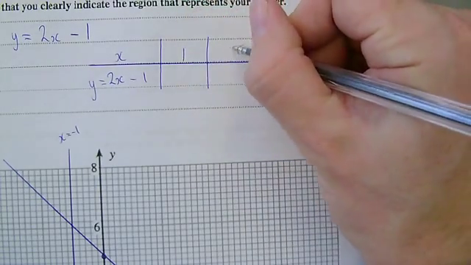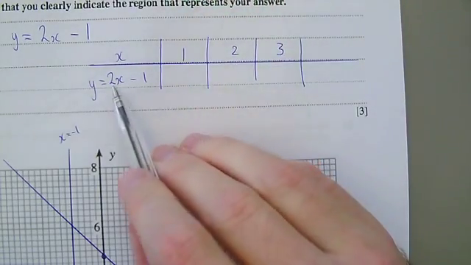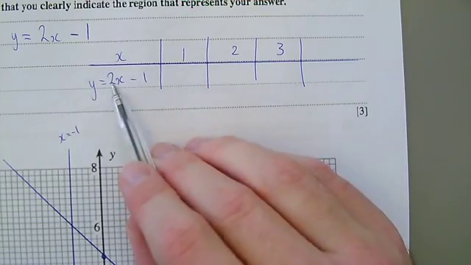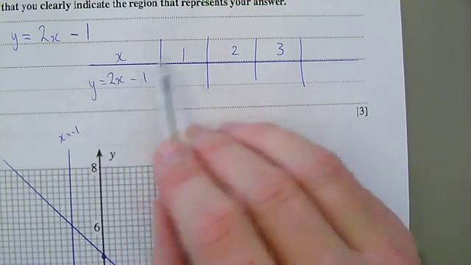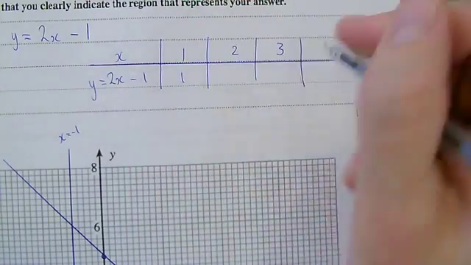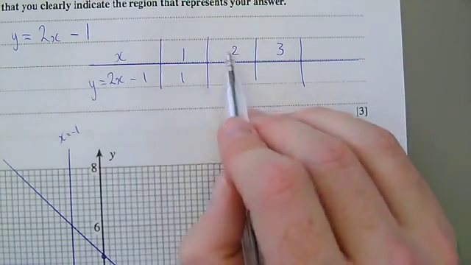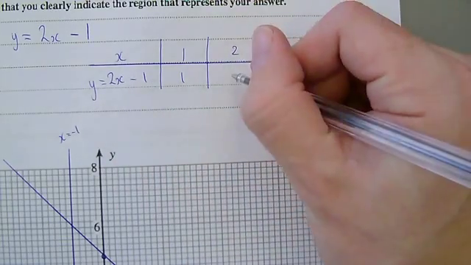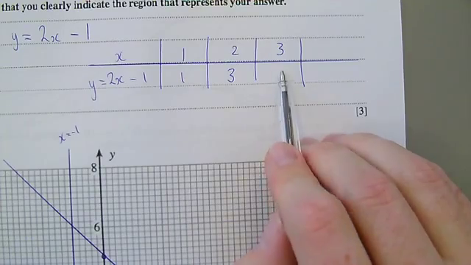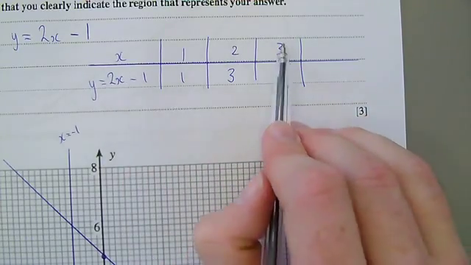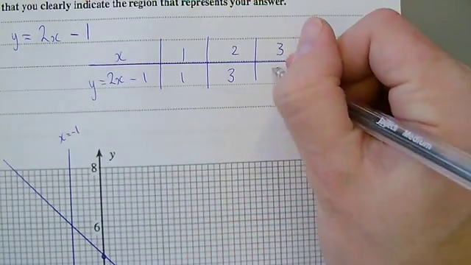I always choose 1, 2, and 3. So here, y is 2 times 1, because x is 1. So 2 times 1 would be 2, take away 1 would be 1. Here x is 2, so 2 times 2 would be 4, take away 1 is 3. And here x is 3, so 2 times 3 would be 6, take away 1 is 5.